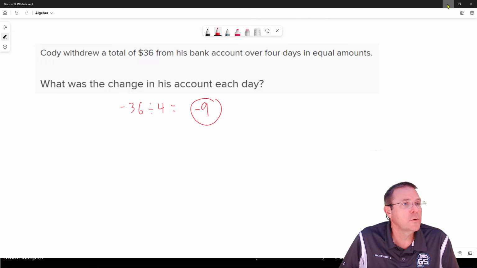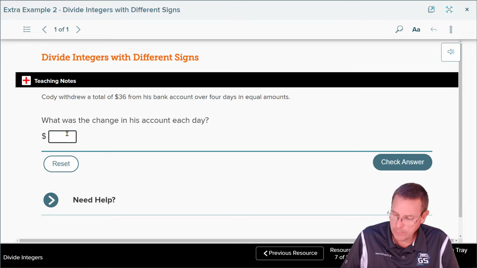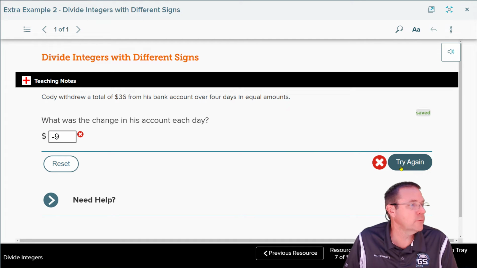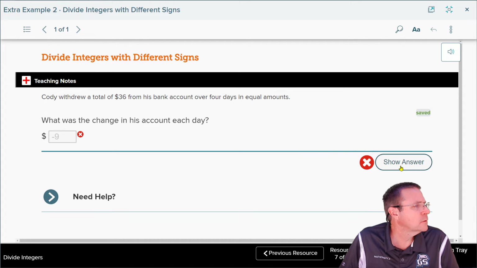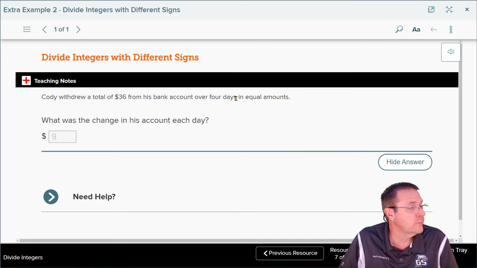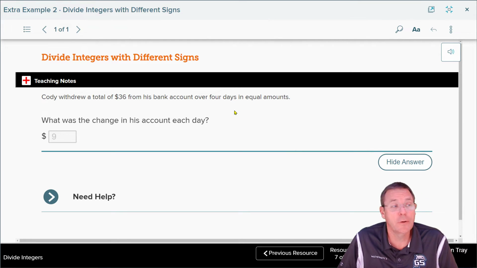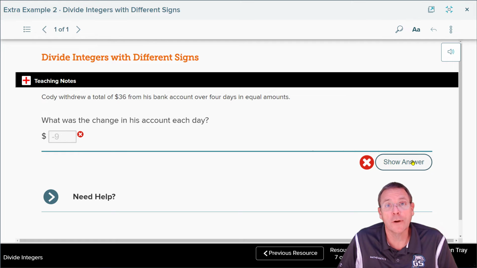Jump back over to our textbook, type in our negative 9, and check the answer. What do they say? Why are they saying it's a positive 9? They're wrong, because it should be a negative 9, because he withdrew. That's a negative 36 over a course of positive 4 days. Textbook screwed up on that one. My answer is a correct answer on that.